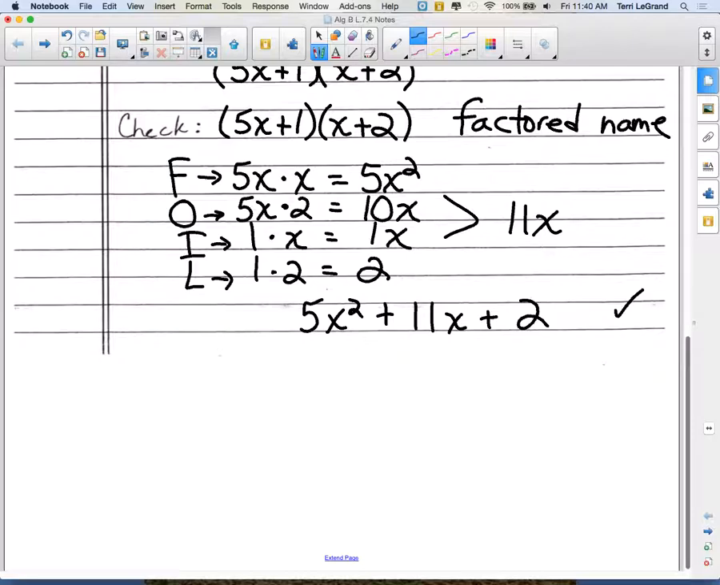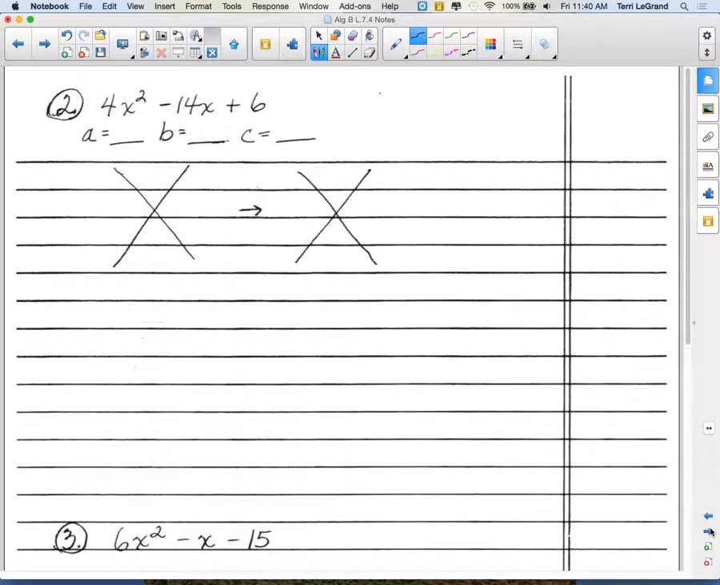Okay? Let's go practice one more together before I have you start on your homework. Again, we will do check problems today to guarantee that we are successful before we keep doing more of it. Number 2, 4x squared minus 14x plus 6. What's the first thing we're going to do with this? Rename it. Add the opposite. So its new name is 4x squared plus negative 14x plus 6. Then go ahead and identify your A, your B, and your C.